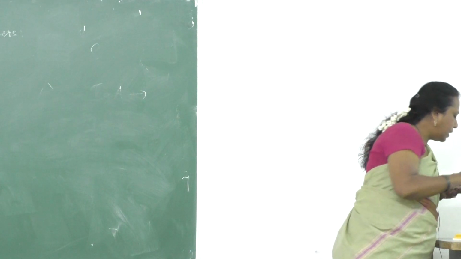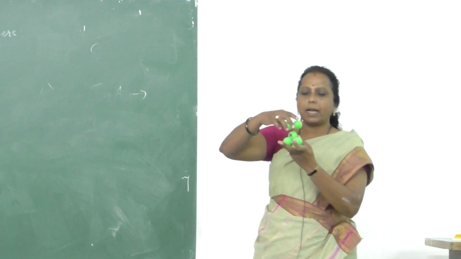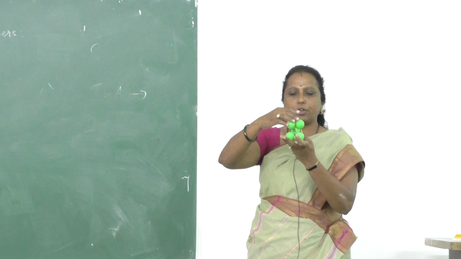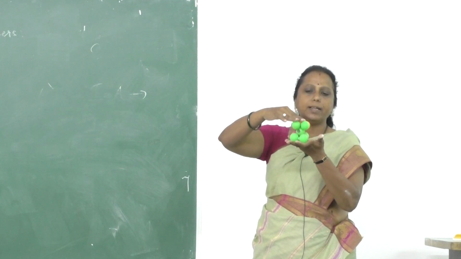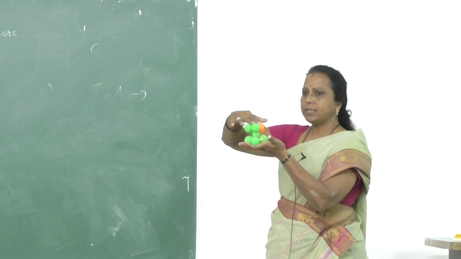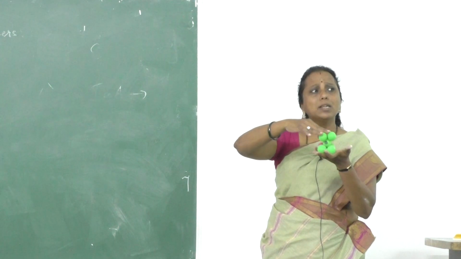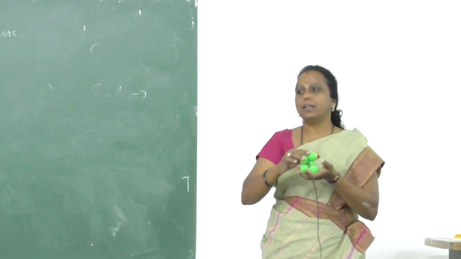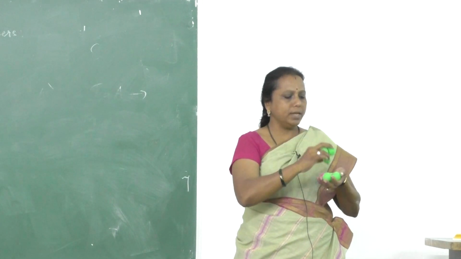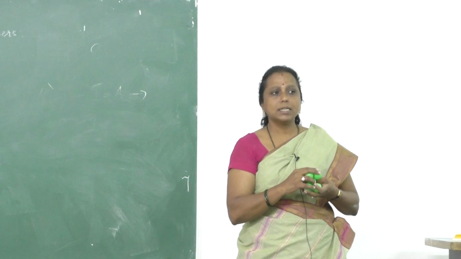Due to ABAB packing, we are going to get a kind of lattice. So this is the kind of lattice I am going to get. Assume this is a cube. Where do you find the spheres? At the corners and at the center. So what is this lattice? Body centered lattice.